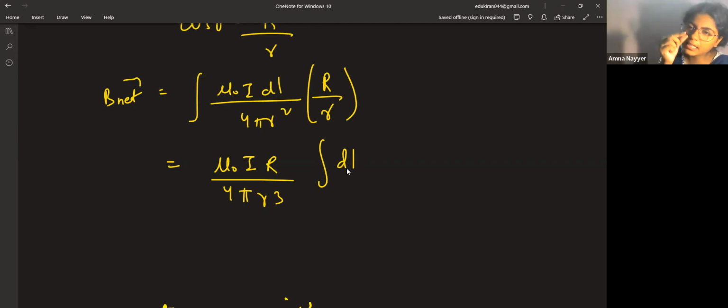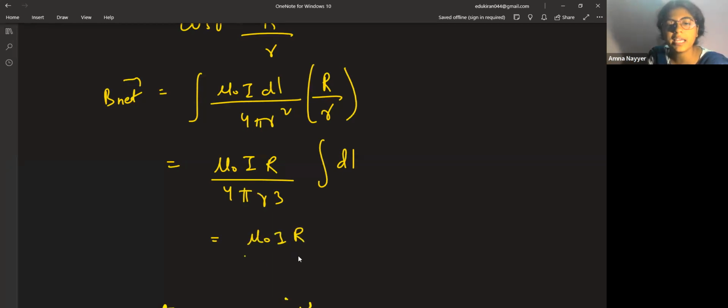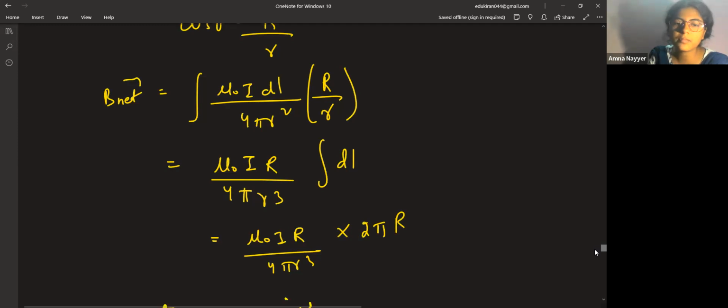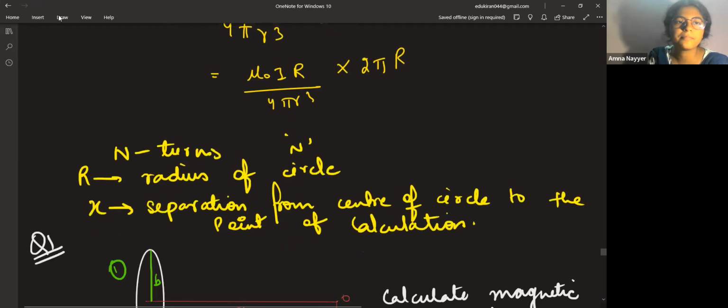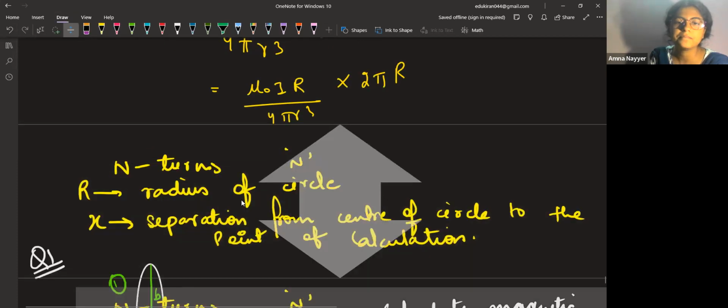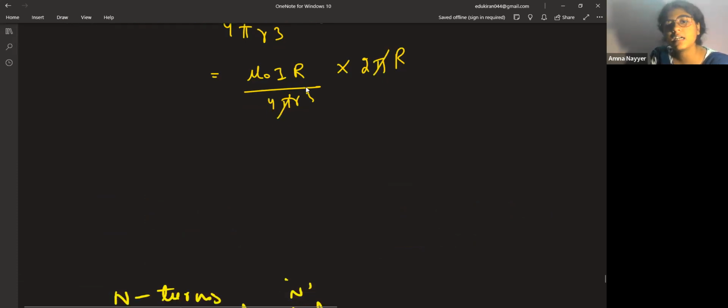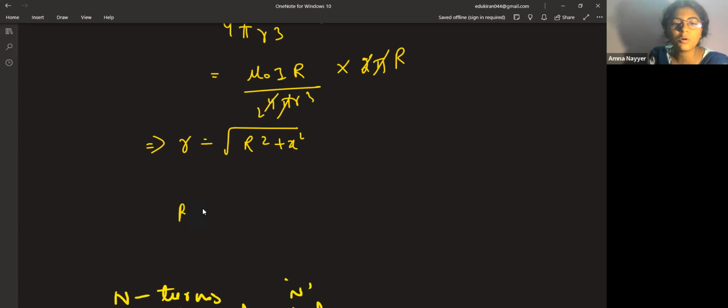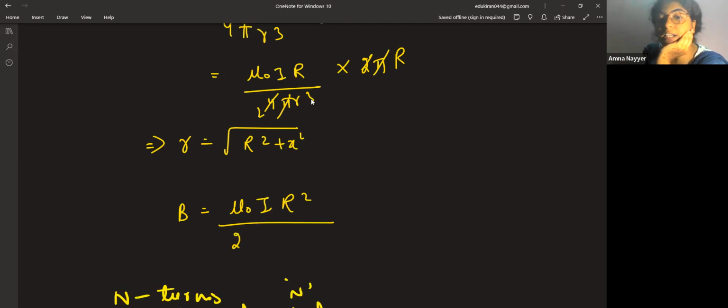Now ultimately when we'll be adding all the small elements dl, it is the same as for a circle. In reality it's a circle. So the integration of dl will be for a circle: mu naught I R by 4 pi r cube into 2 pi R. Fine. The pi will be cancelled, and 2 with this 4 becomes 2. We also have one more thing: small r is equal to under root R square plus x square. Put it here also. So what is the formula? This is mu naught I R into R square divided by 2 small r cube.